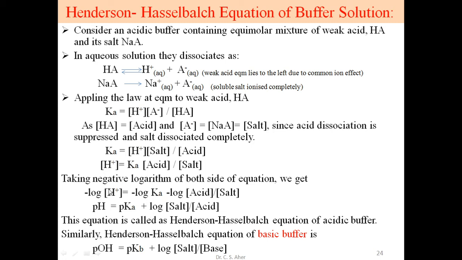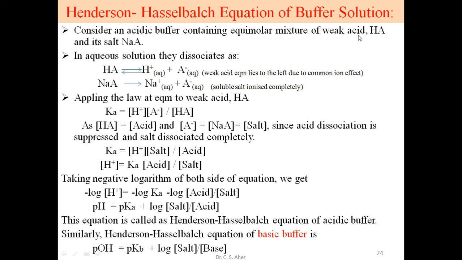So what is that? pH equals minus log of Ka, that is pKa, plus log of salt concentration upon acid concentration. And this equation, pH is equal to pKa plus log of salt concentration upon acid concentration, is called the Henderson-Hasselbalch equation of acidic buffer. So this is for acidic buffer. Why acidic buffer? Because we took the example of an acidic buffer.